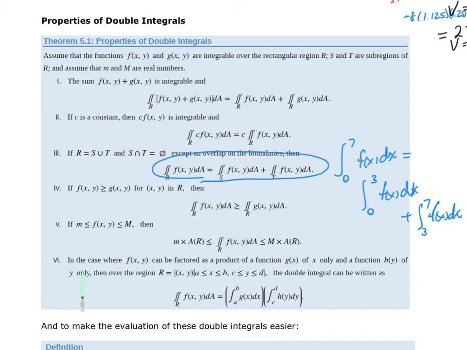And then my last one here is in the case where f of x, y can be factored as a product of functions of x and y only, then I can break up my double integration as a multiplication of these two. So this sometimes comes in really handy.